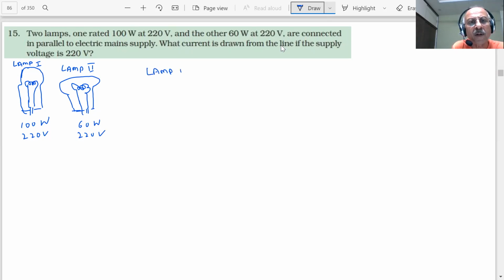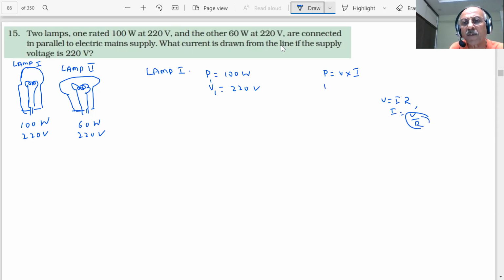So first you should be able to calculate, you are given lamp 1, power is 100 watts and V1 is how much? 220 volt, student. Let us calculate the resistance. What is the formula of the resistance, students? You have P is equal to V into I, V is equal to I into R, I is equal to V by R.